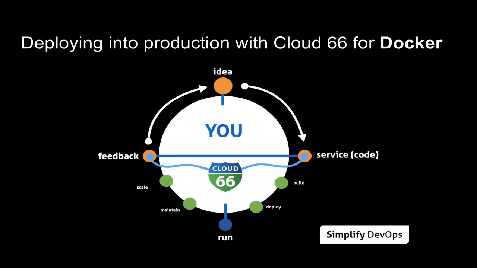So let's talk about deploying into production with Cloud66 for Docker. So basically, normally you have an idea, you translate that idea into code, and you want to deploy it as fast as you can because you need some feedback from your customers and then iterate about your idea. But the whole thing about build, deploy, run, maintain, and scale your application, that's quite hard, especially when you don't have operations people. So Cloud66 will simplify the DevOps. So we take care of all that heavy lifting there.